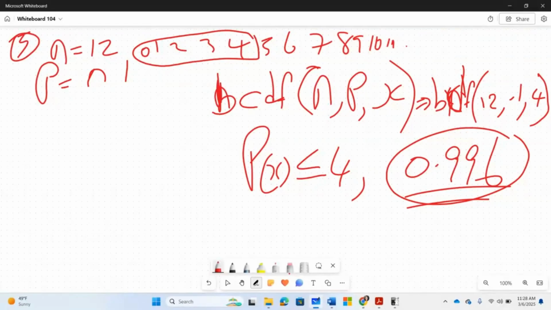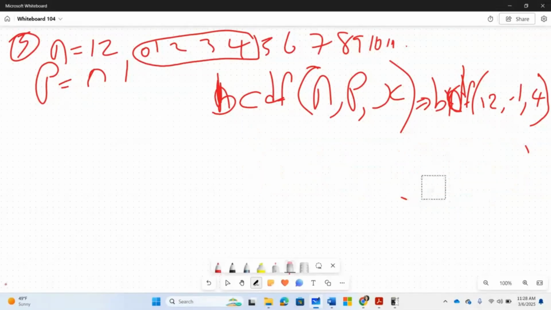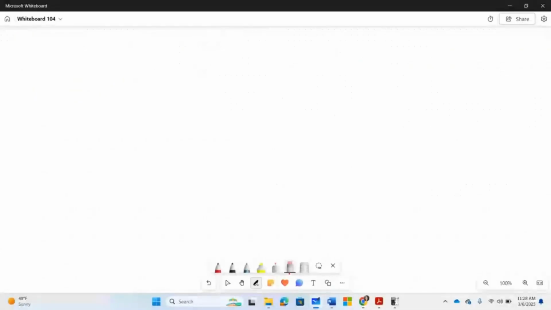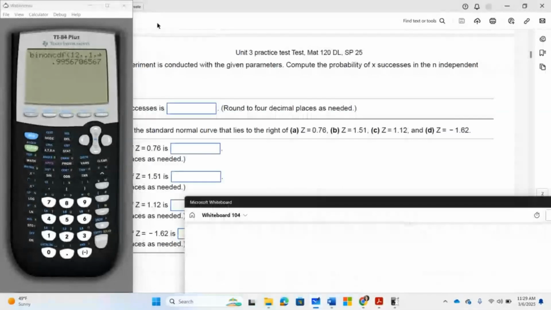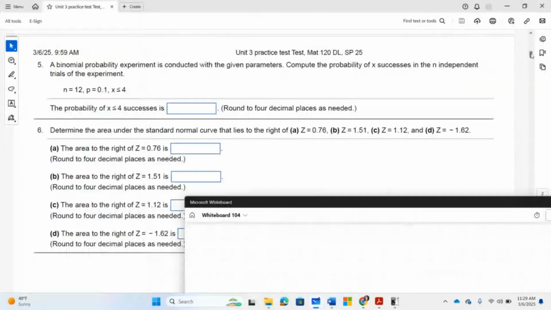All right, so that's one binomial distribution question. So we go back to the worksheet and look for another binomial distribution question. Let's go to, I think number 18 is binomial distribution.